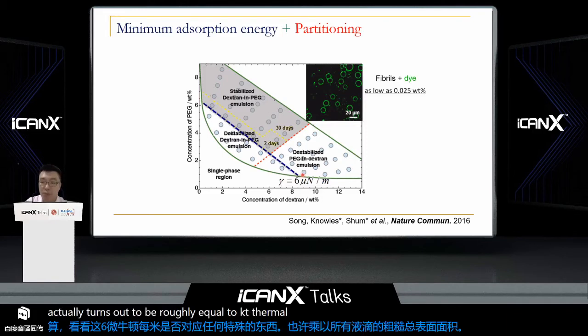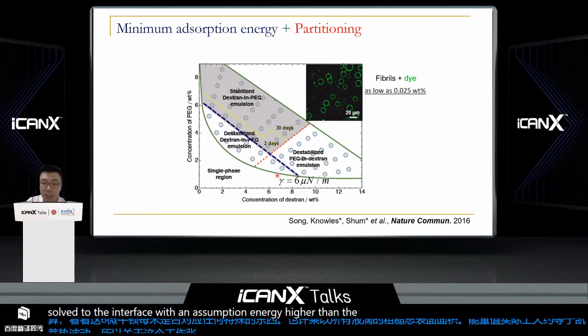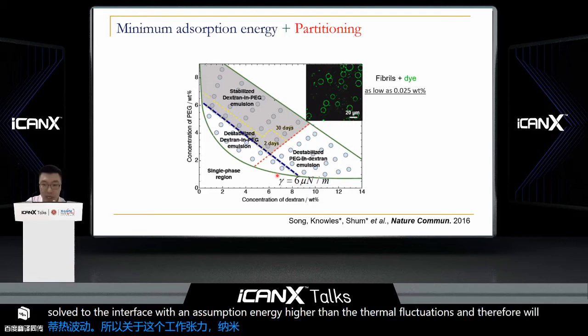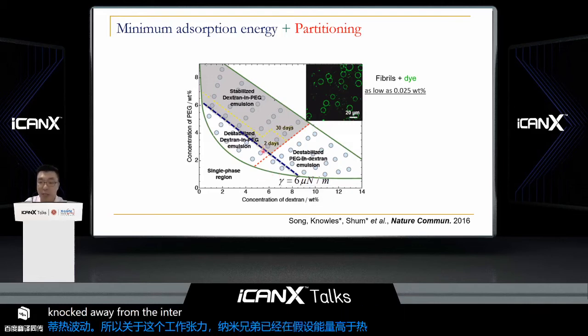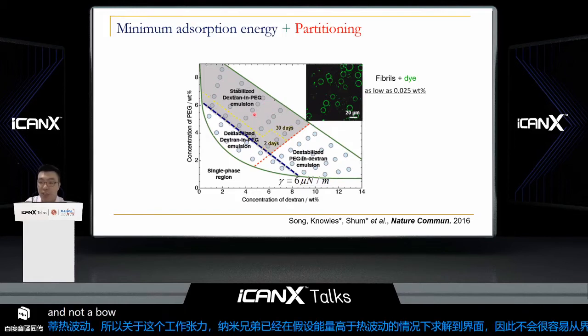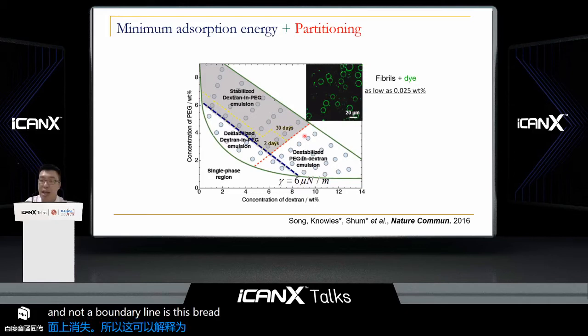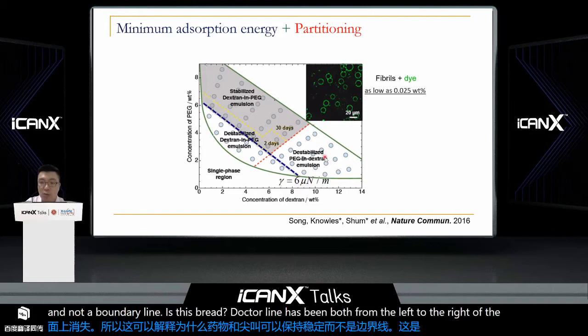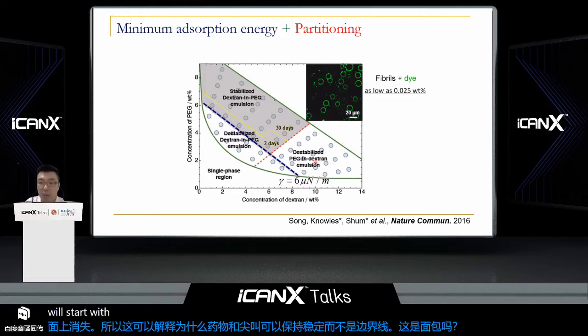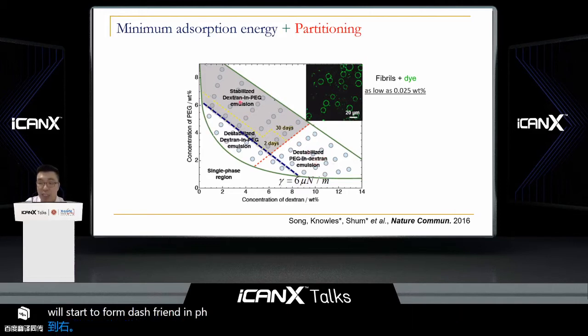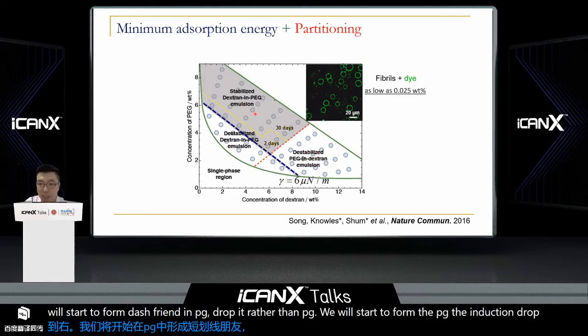So above this interfacial tension, the nanofibrils adsorb to the interface with an adsorption energy higher than the thermal fluctuations, and therefore will not be knocked away from the interface very easily. And so that may explain why droplets can remain stable. Another boundary line is this red dotted line. As we move from the left to the right of this dotted line, we will start to form PEG in dextran droplets rather than dextran in PEG droplets.